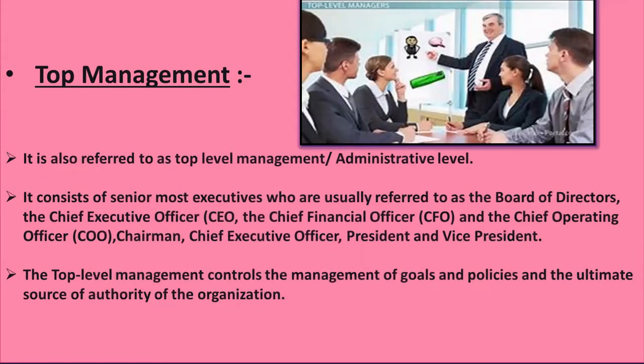Now, top level management is also known as the administrative level because these are the leaders. They do not do the work, but it is their job to get the work done by the lower hierarchical people. Who does this category consist of? They consist of the senior most executives like the board of directors, the chief executive officer, the chief finance officer, the chief operating officer, as well as the chairman, president, and the vice president. These are the people involved in the hierarchy of top level management.